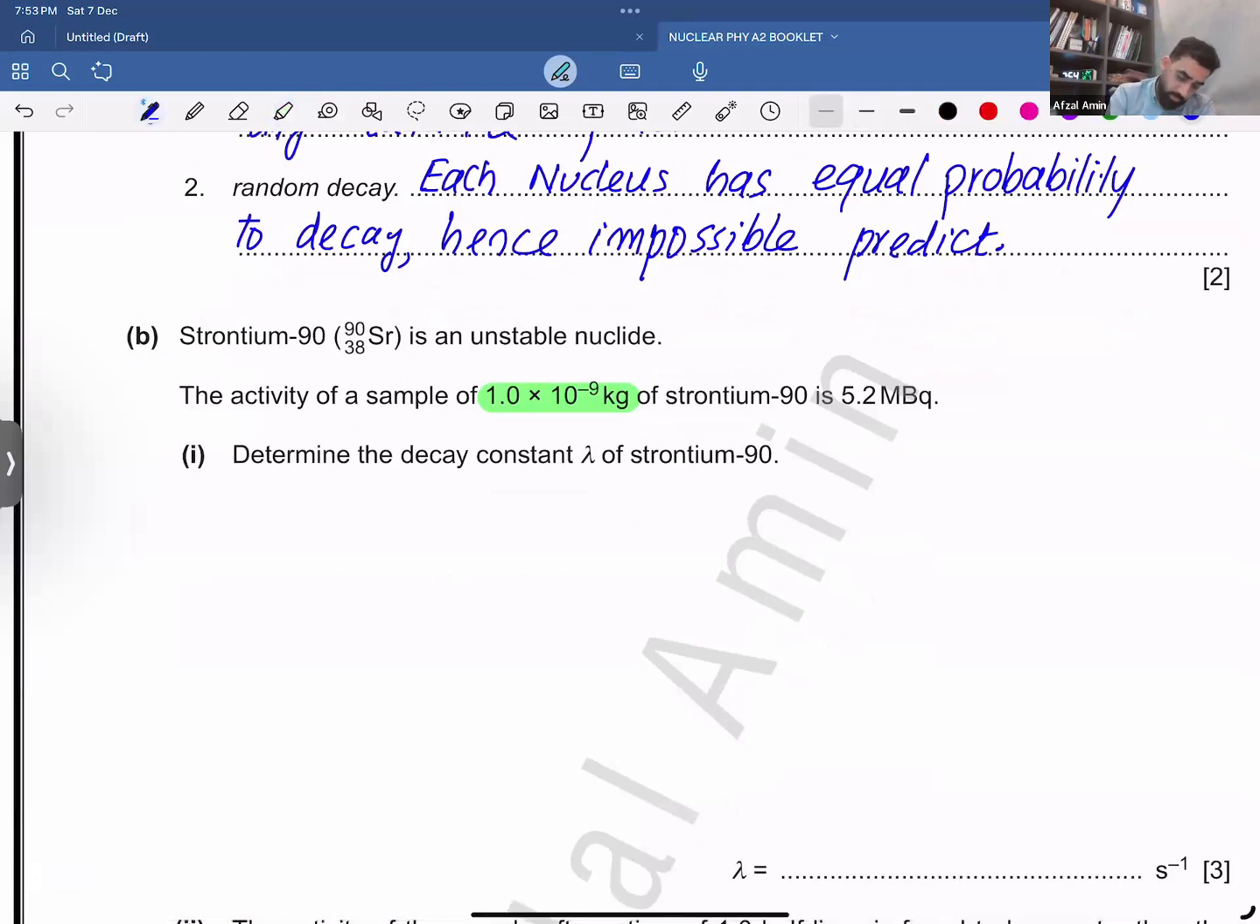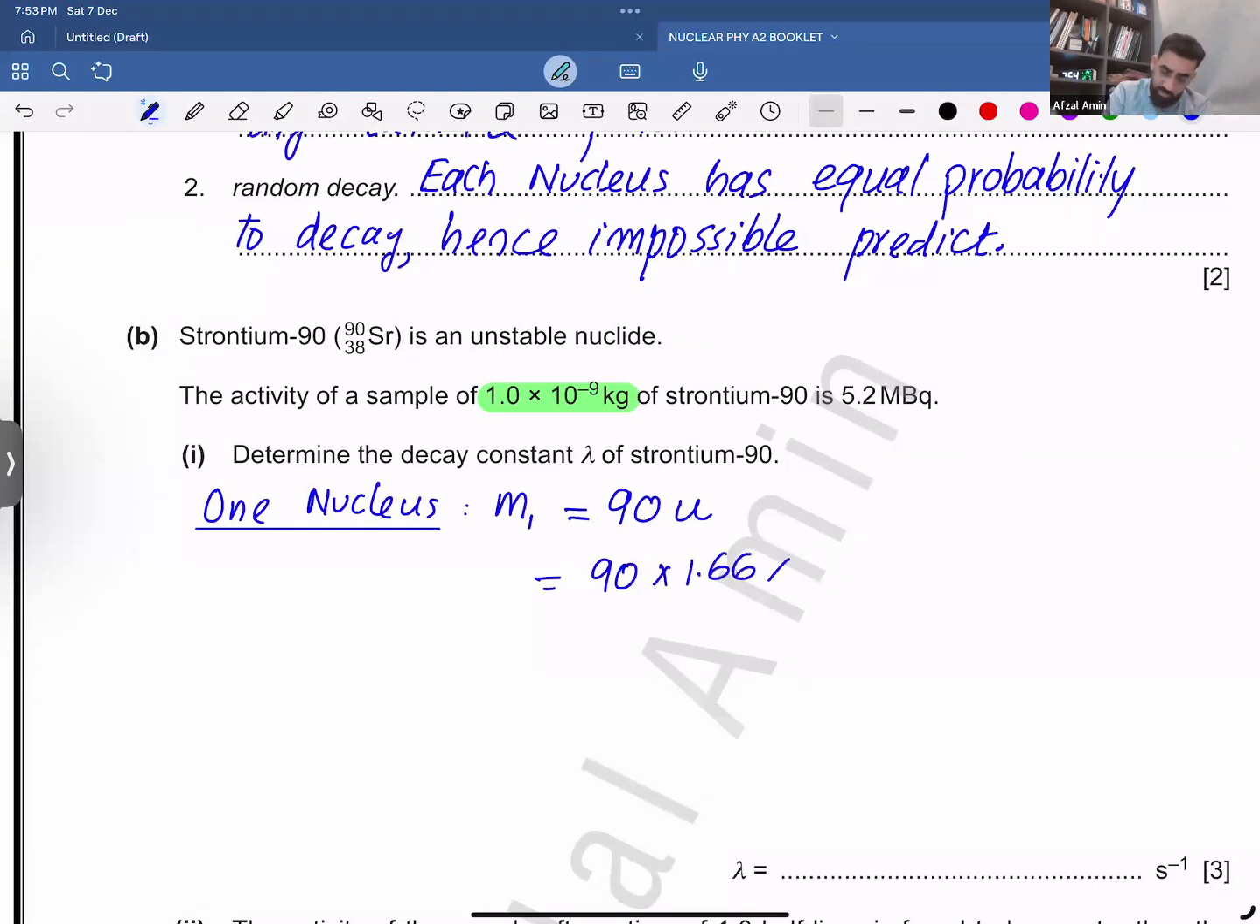First of all, ignore this. If I just want to talk about one nucleus, what is the mass of one nucleus? It is 90 u, which is 90 times 1.66 times 10 power negative 27. Let's calculate the mass of one nucleus.